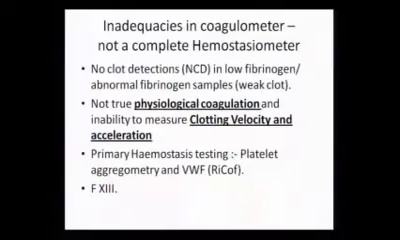So what are the inadequacies in a coagulometer? Why is it not a complete hemostasiometer? I would say a hemostasiometer is a machine which can do all aspects of hemostasis. Now, when a patient has low fibrinogen, or acquired dysfibrinogenemias, which is not that uncommon, or hypofibrinogenemia, there is a message that comes from the coagulometer that no clot is detected.